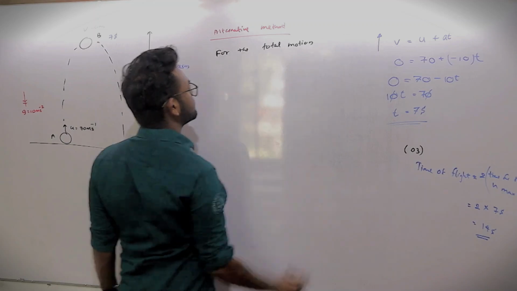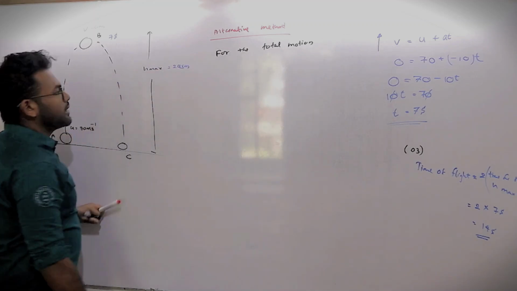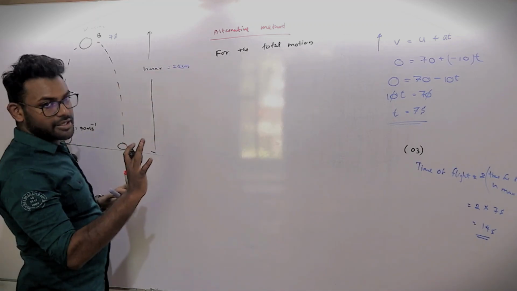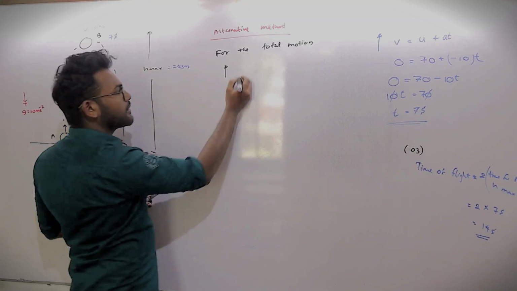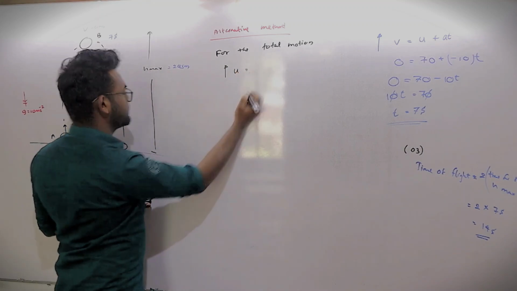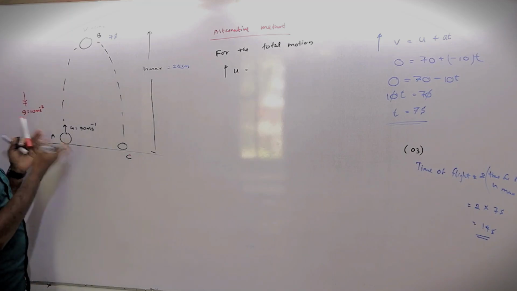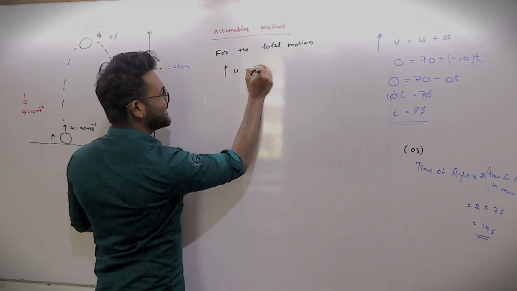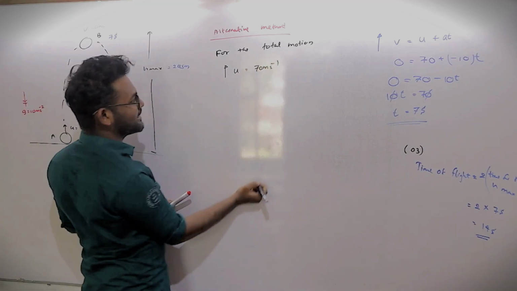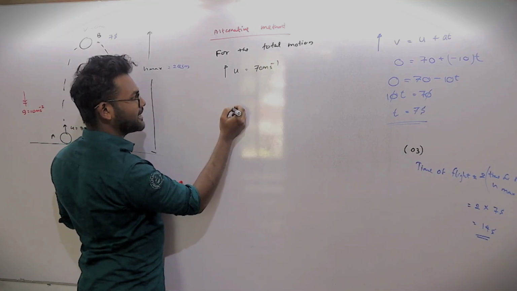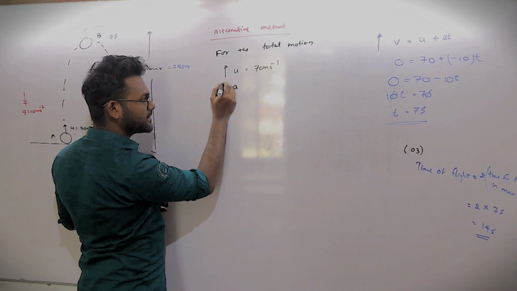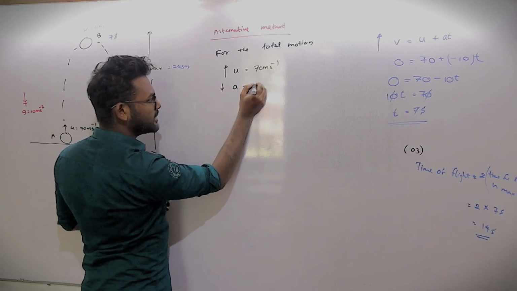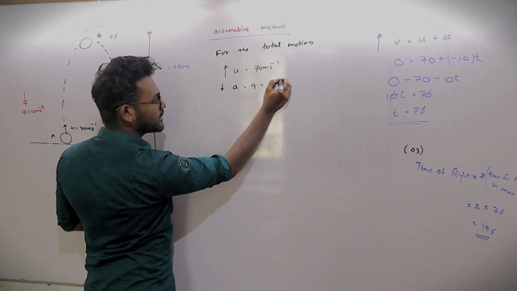Okay, great. Okay, for the total motion, I'm going to apply upwards. What is the initial velocity? 70, right? Meters per second. Okay. What's the acceleration? Always downwards. That's the g, boring, 10 meters per square second.